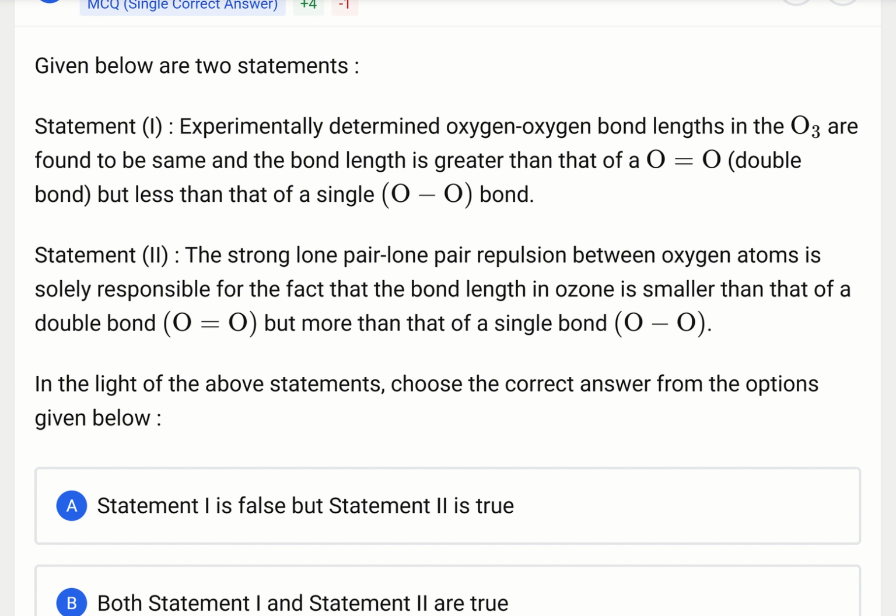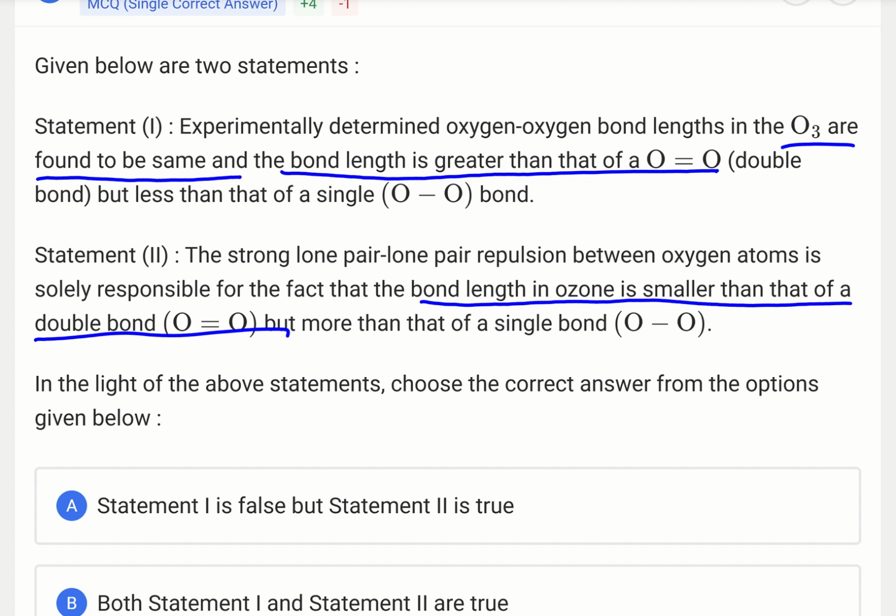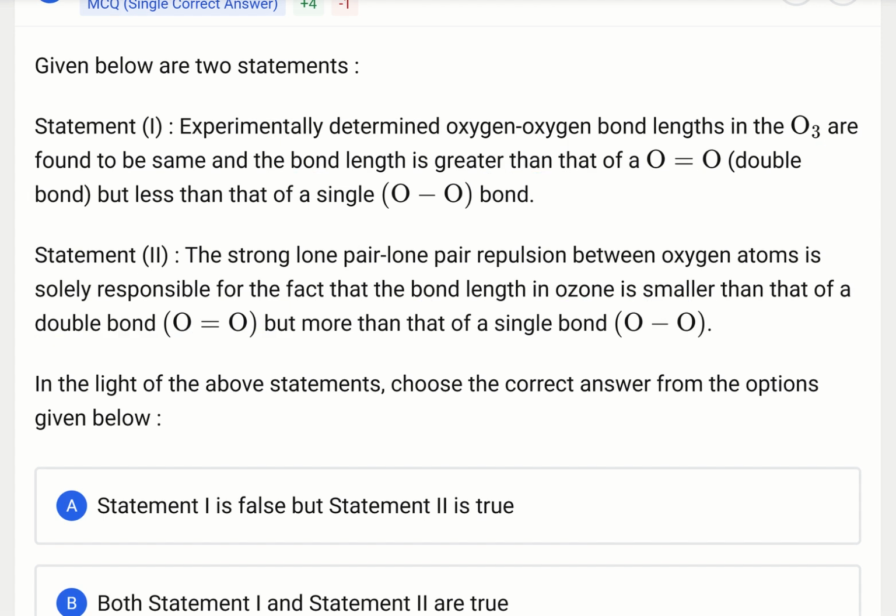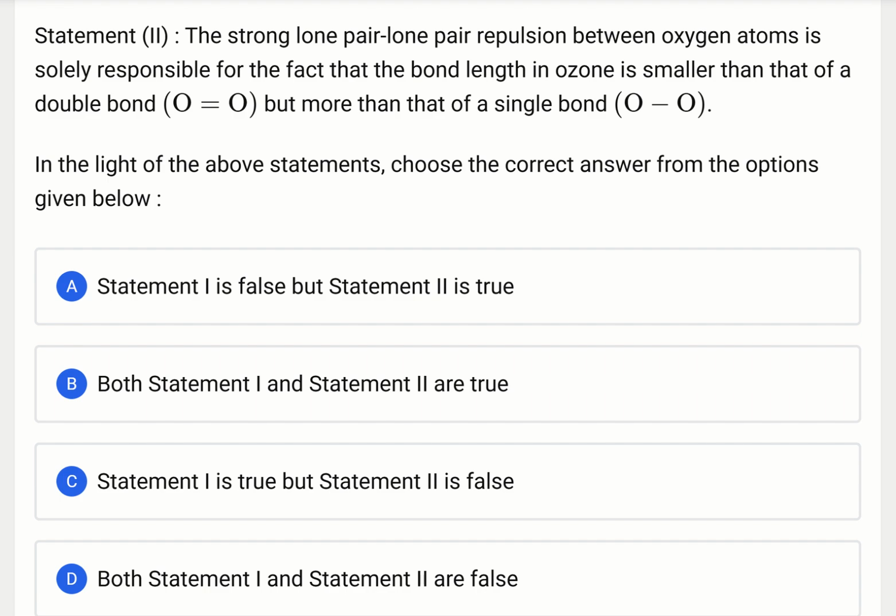The strong lone pair repulsion between oxygen atoms is solely responsible for the fact that the bond length in ozone is smaller than that of a double bond. No, just check what we have mentioned here. O3 bond lengths are found to be the same and the bond length is greater than O=O. Here they are saying that the bond length in ozone is smaller than that of O=O. This is a false statement. Very tricky question. Not a tricky question, just an easy question. So statement 1 is true, statement 2 is false.